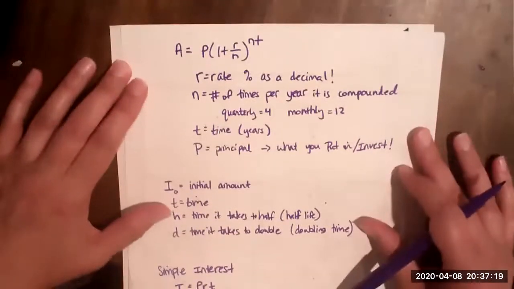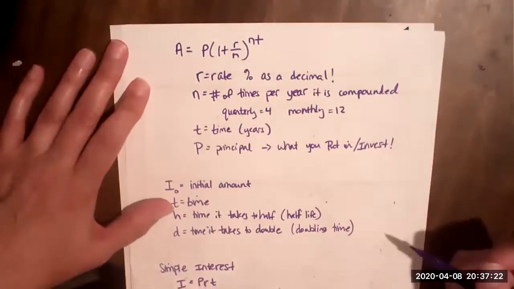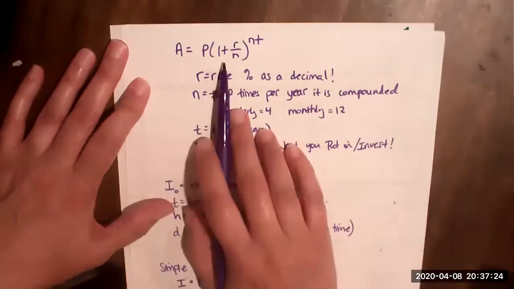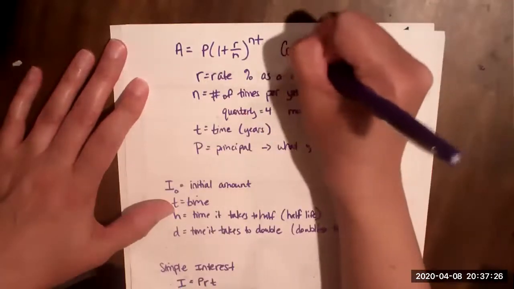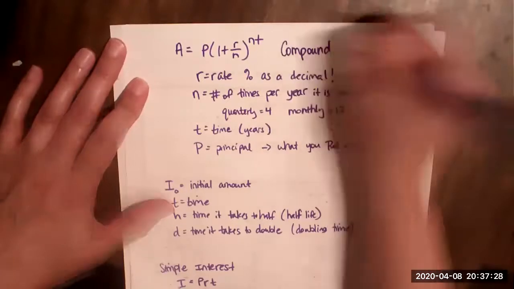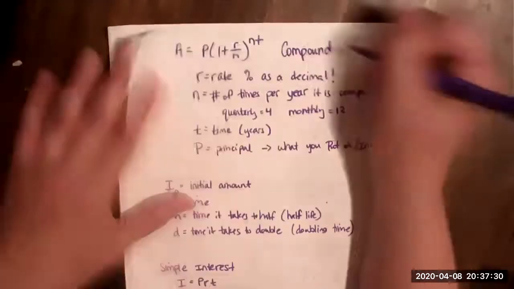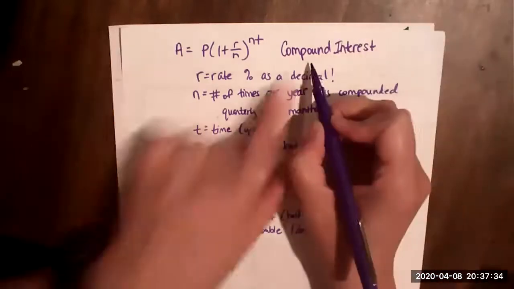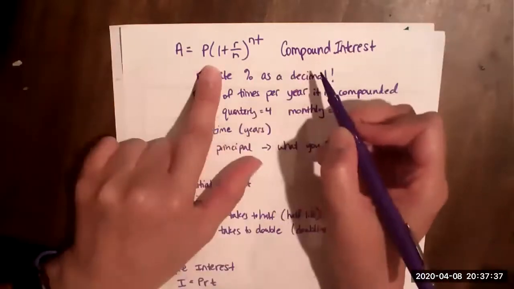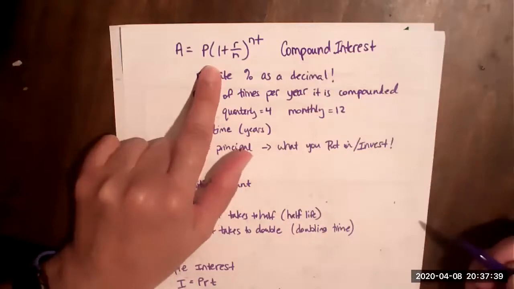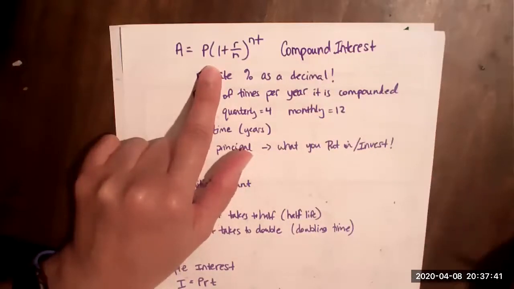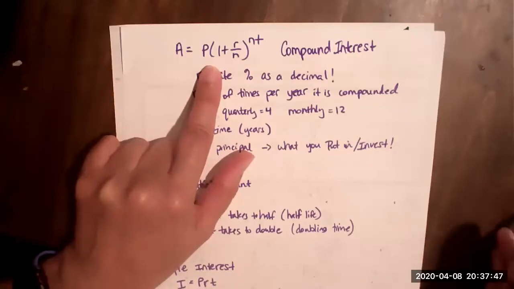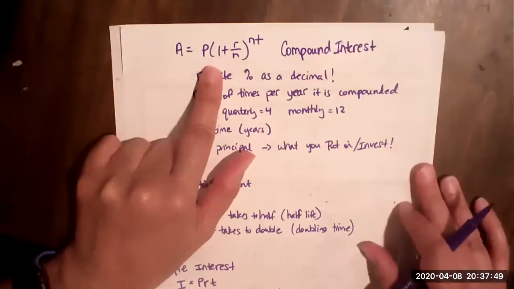A couple things that you might wanna see is this first one. This is the first formula in your notes. This one is for compound interest. You're gonna know you need this formula, this one right here, if it says it's compounded and they give you a certain amount of time, compounded quarterly, compounded annually, compounded monthly, something like that. They're gonna tell you how often it's compounded. That's the way you know to choose this formula, okay?